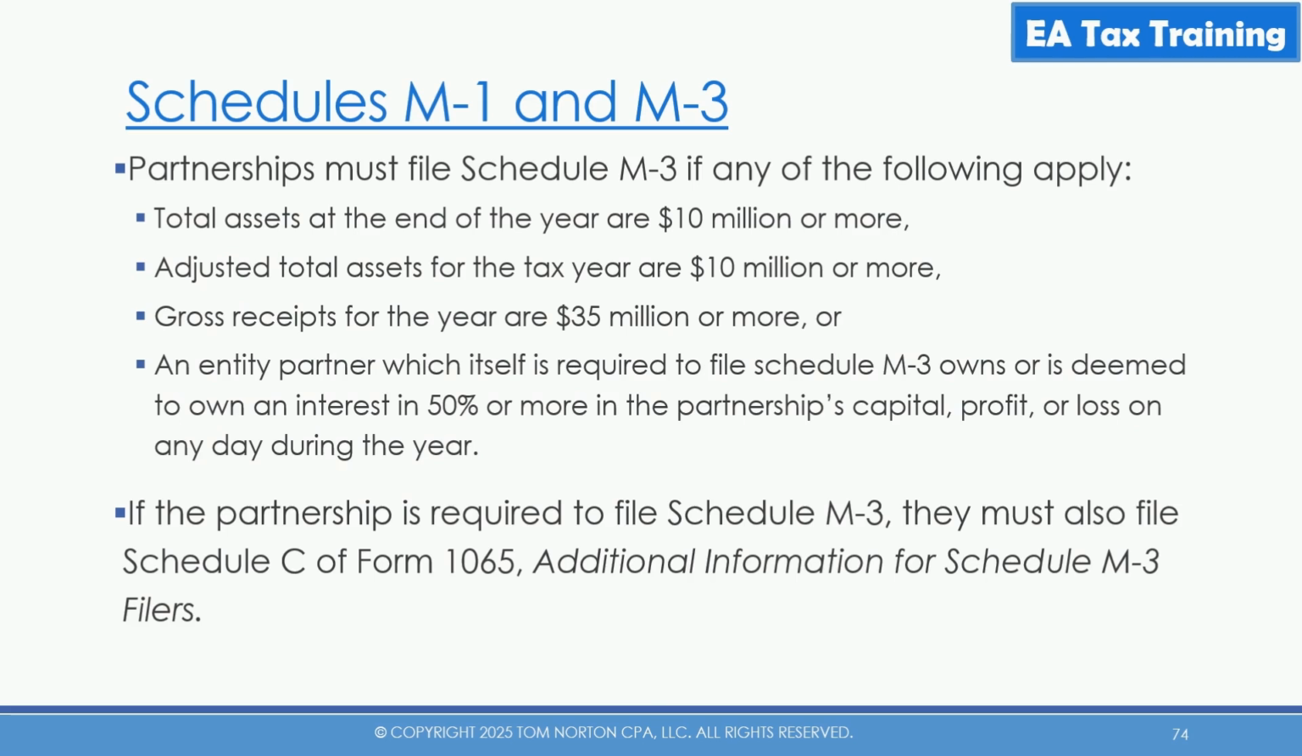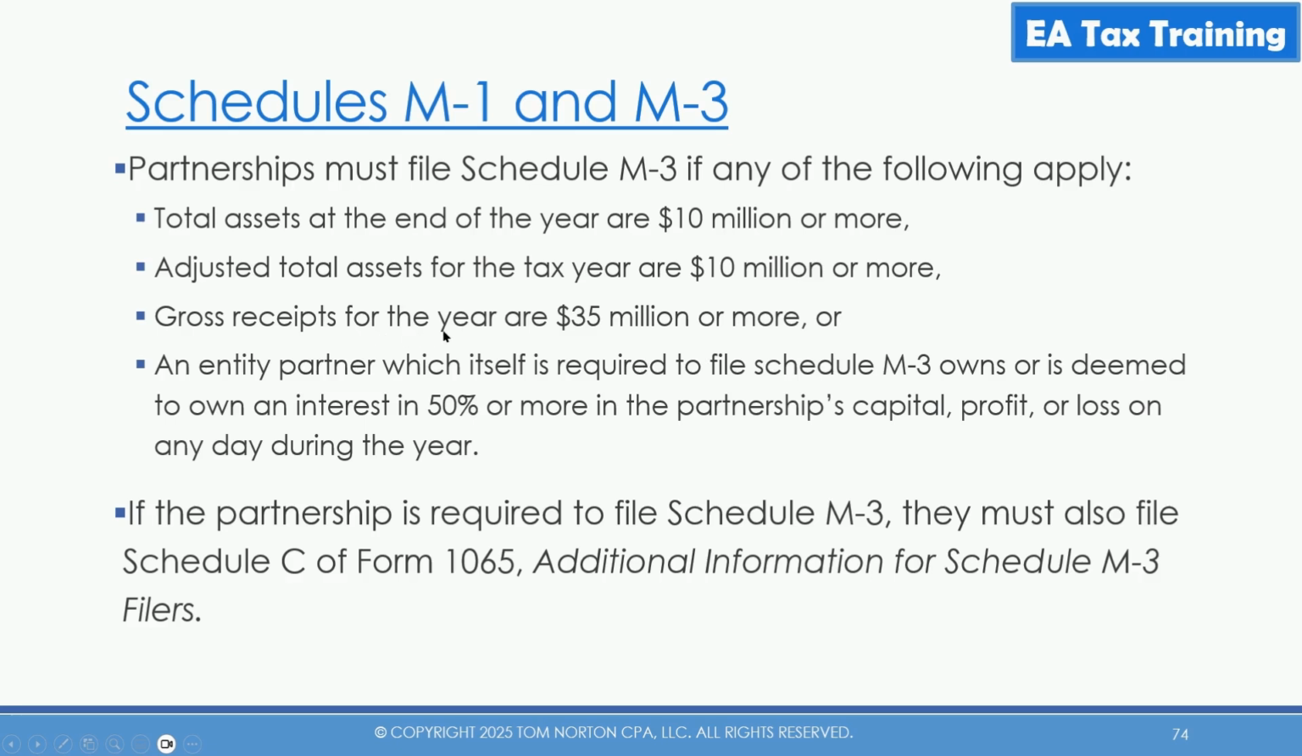Now let's talk about Schedule M3. Partnerships must file Schedule M3 if any of the following apply. Total assets at the end of the year are $10 million or more. Adjusted total assets for the year are $10 million or more. And for purposes of the exam, adjusted total assets means if you normally keep your books on a cash basis, so you don't have accounts receivable, then you need to do your books as if you were on an accrual basis and include things like accounts receivable. And then you need to see, did we have $10 million or more? But for the exam, just remember total assets or adjusted total assets of $10 million or more.